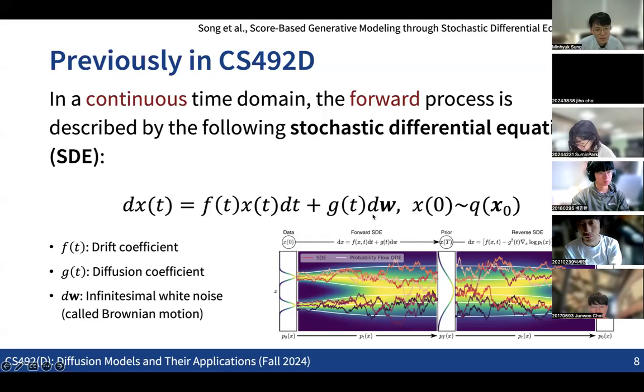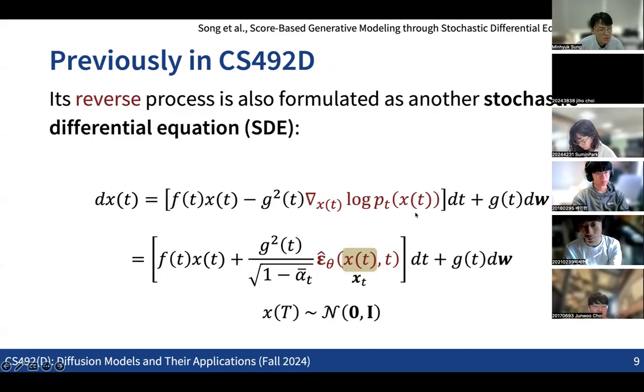So the first important fact is that every diffusion forward process has a corresponding stochastic differential equation in the continuous time domain. And the second important thing is that the reverse process, mapping x0 to x capital T, can also be formulated with another stochastic differential equation.